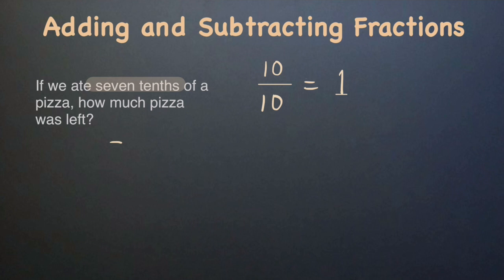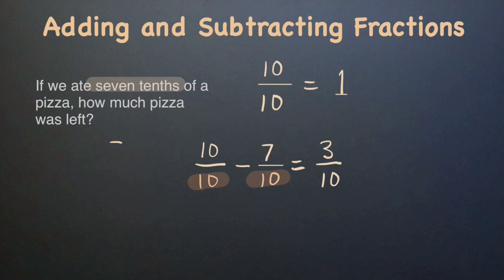And since 10 tenths is equal to a whole, we could write our question as a number sentence like this. We could go 10 tenths, take away 7 tenths. Since we've got tenths here and tenths here, we know that 10 of them, take away 7 of them, is going to be equal to 3 tenths.